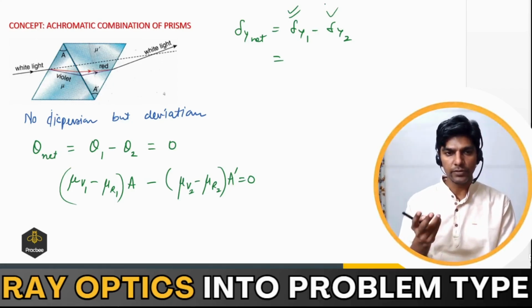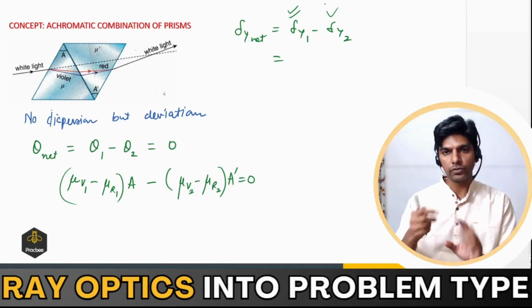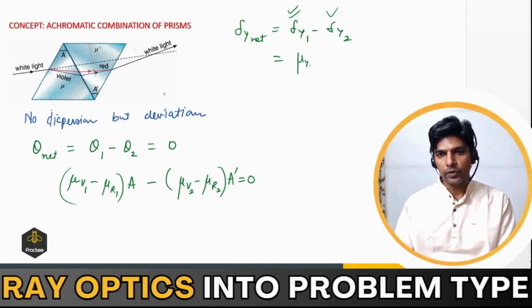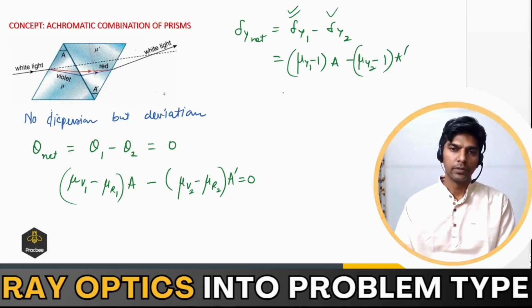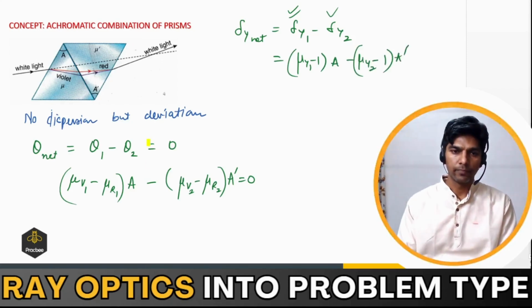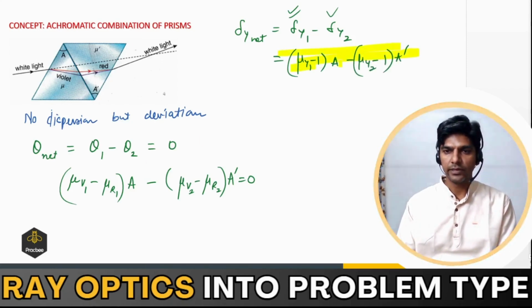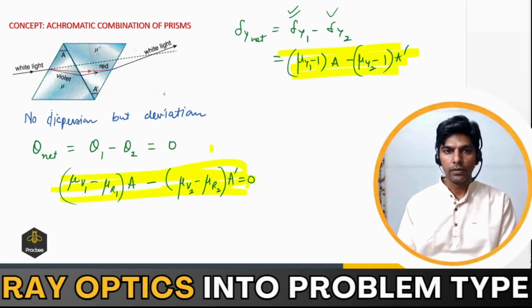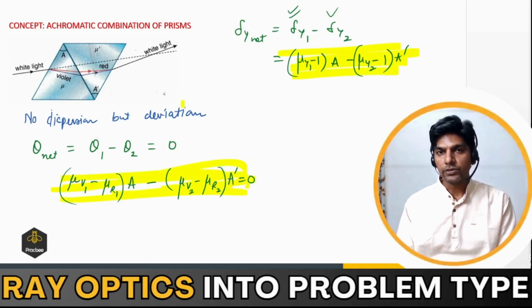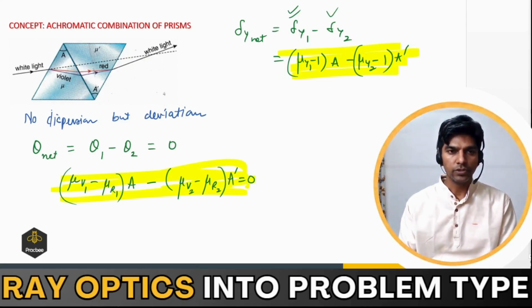Why we are taking the difference? Because two prisms are connected in reverse order, and this will be mu y1 minus 1 times A minus mu y2 minus 1 times A prime. Okay, so this you have to remember. This is the net deviation, and that is the condition for deviation without dispersion. Now let us see the question based on this concept.